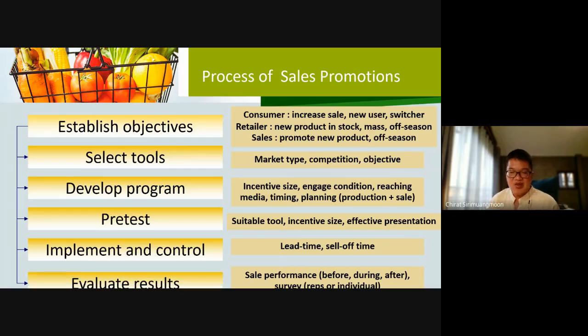Last one, evaluate result. So you need to evaluate the performance of the salespeople or sales promotion before, during, and after launching the promotion. And then you can do a survey. You can do a survey in terms of the representative of the consumers or the individual consumers, but mostly I found that they do it mainly on the representative of the consumers.